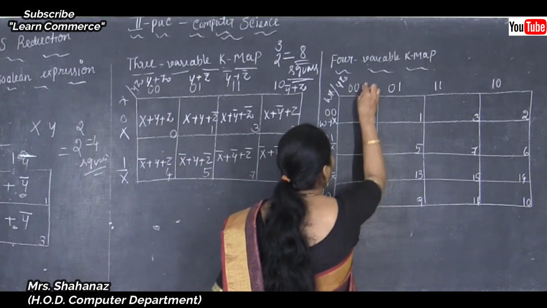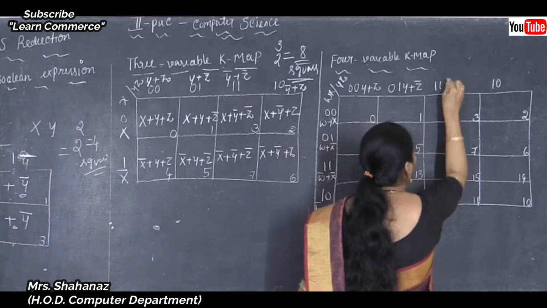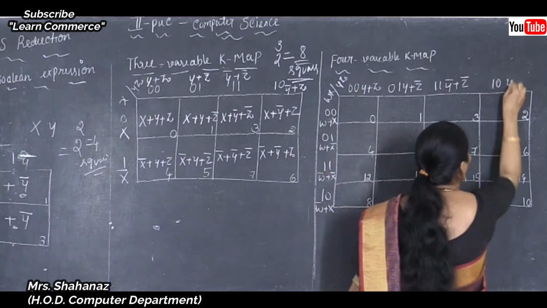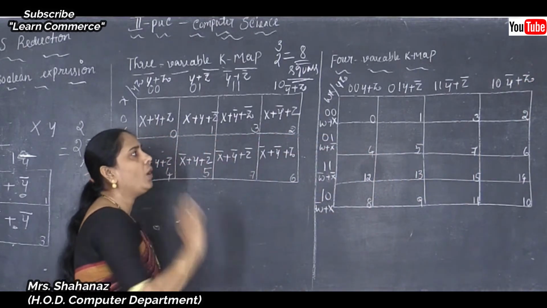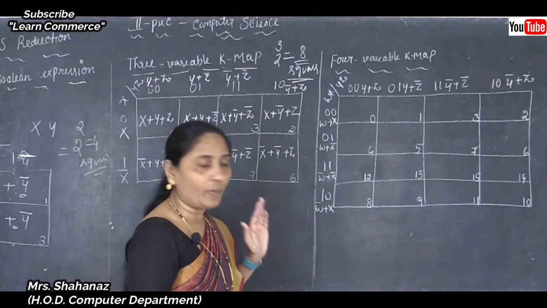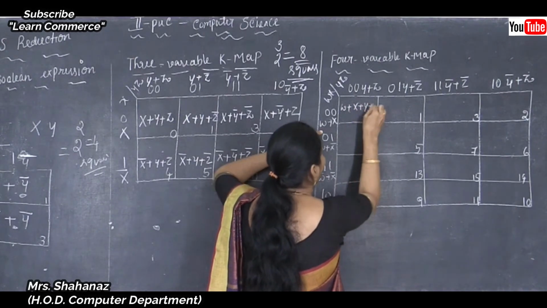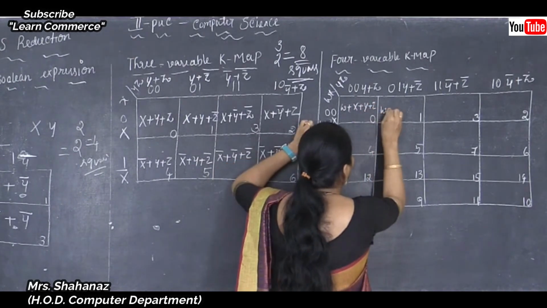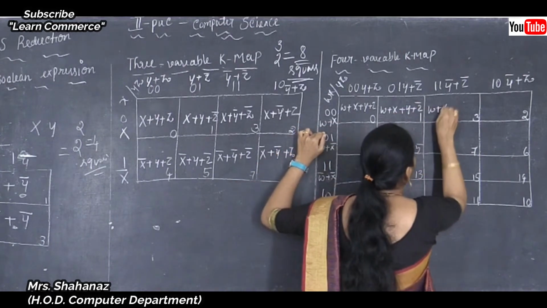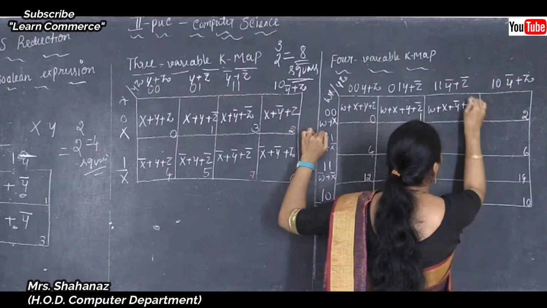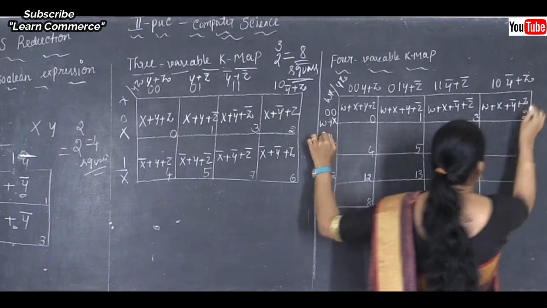And later the next one, Y plus Z. Okay, later Y plus complement Z, and complement Y plus complement Z, complement Y plus Z. So now we completed the left side values and also the top side values here. Now the total value I am going to take, so W plus X plus Y plus Z. Okay, and later W plus X plus Y plus complement Z, later W plus X plus complement Y plus complement Z, W plus X plus complement Y plus Z.